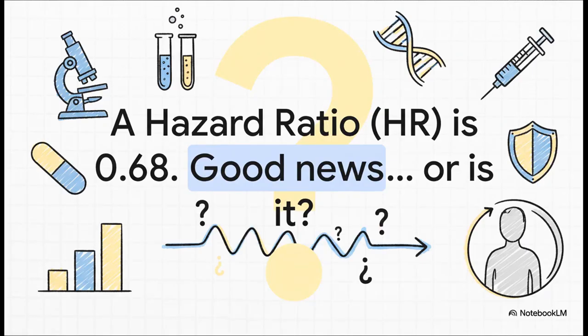So, picture this. You're scrolling through the news and you see a headline about a new cancer drug. The article says the trial showed a hazard ratio, or HR, of 0.68. Now that sounds scientific, right? It's a very specific number, but what does it actually mean? Is that good news? Is it a game changer, or just a tiny improvement? That's the big question, and that's exactly what we're here to unpack.